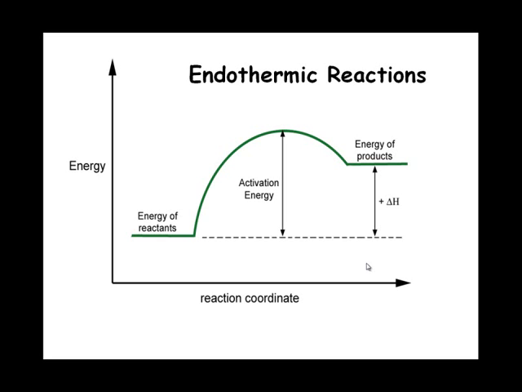Note that the energy of the reactants would be lower than the energy of the products, which makes sense, as an endothermic reaction is a reaction in which energy is absorbed. Notice the activation energy is from the point of the reactants all the way to the very top of the energy of the reaction. So that's the energy needed to get the reaction going. And then notice here that the delta H, the enthalpy of the reaction, is the difference between the energy of the products and the energy of the reactants.